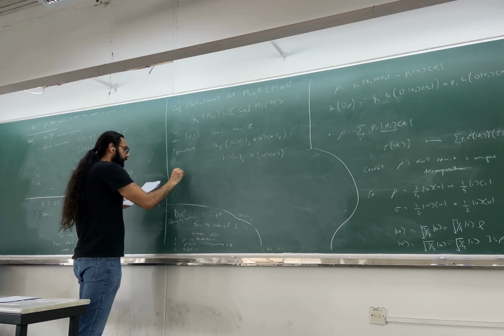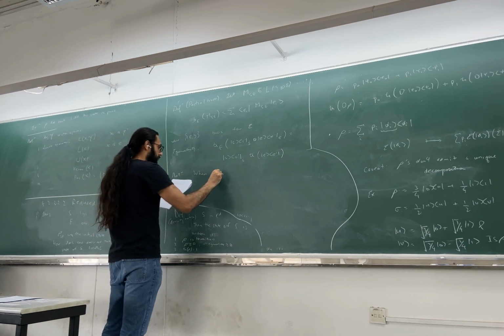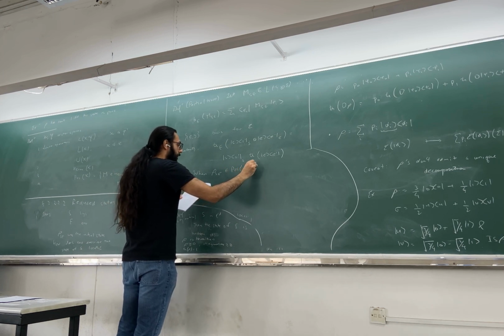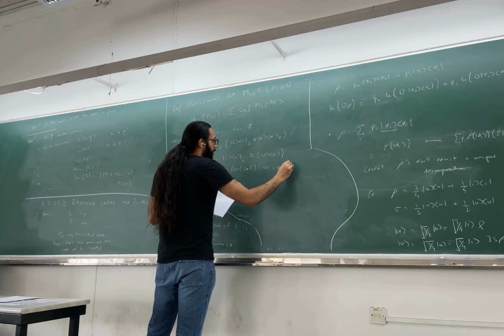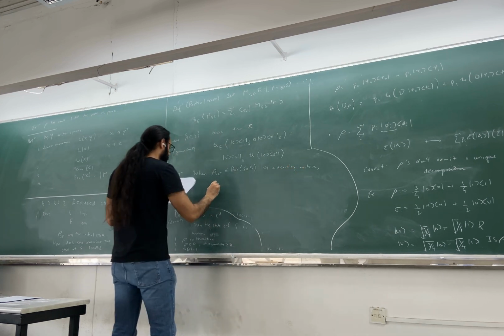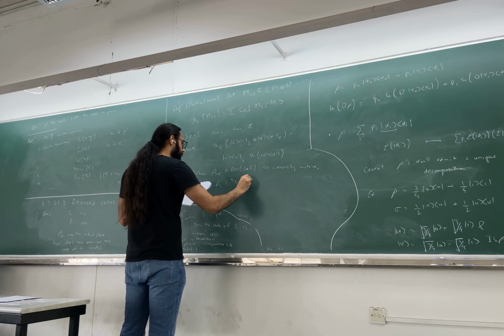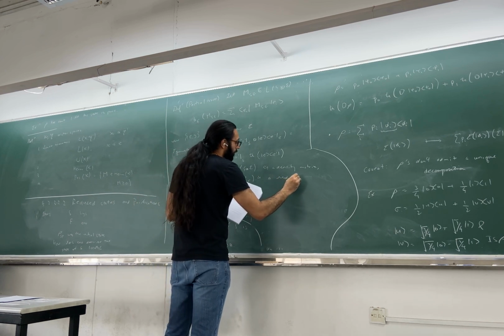And here's some notation. When rho_SE is a density matrix, then rho_S, defined as trace_E of rho_SE, is a reduced density matrix.